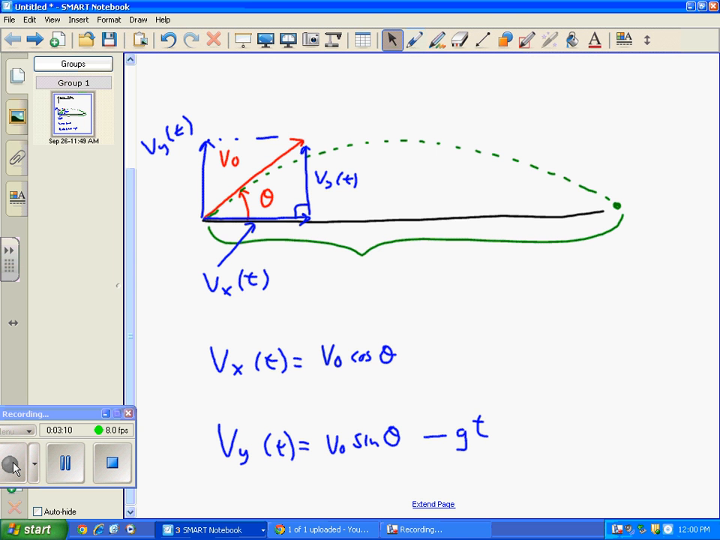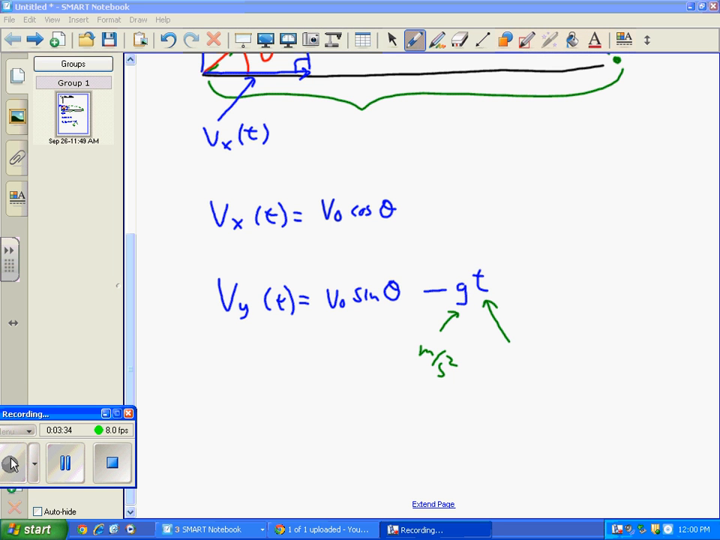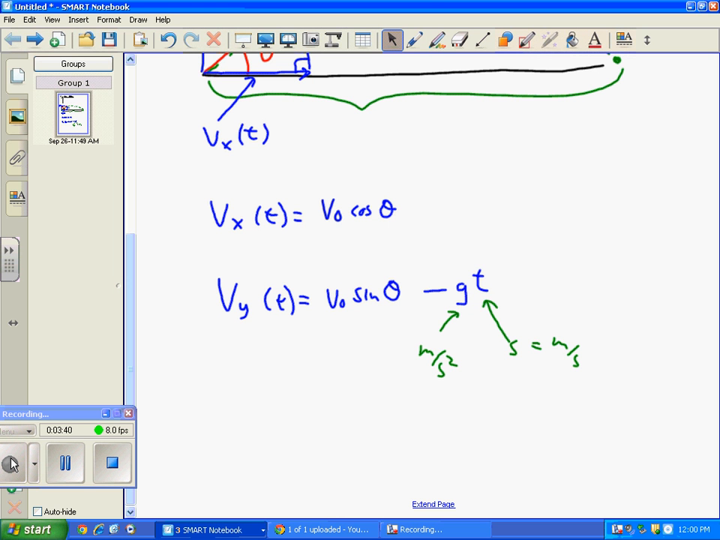I would encourage you to think about units, and it tells you why this makes sense. If you think about g, it might have units like meters per second squared or feet per second squared. It's an acceleration. Time is going to be just seconds, and when you multiply those, you get back meters per second, which is a velocity. So this makes sense.